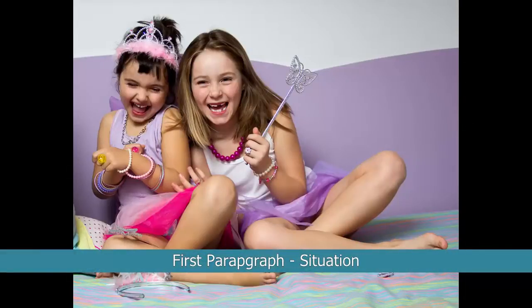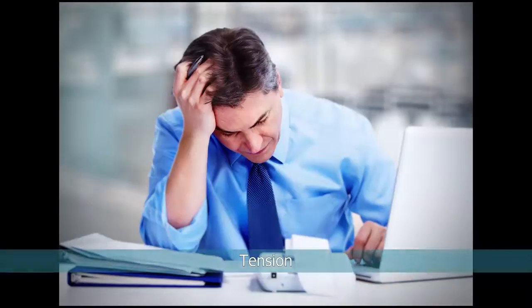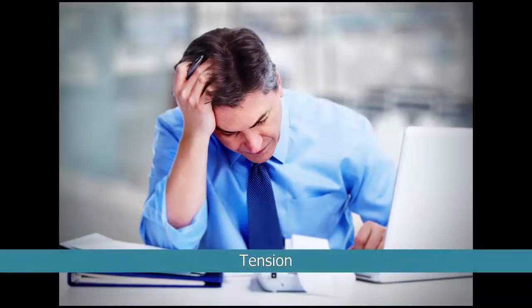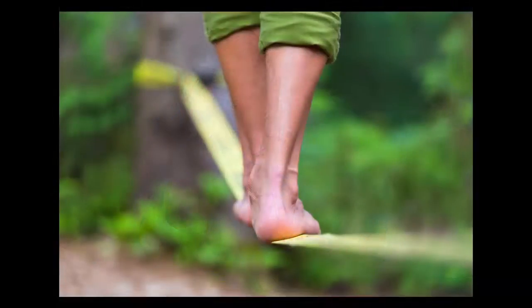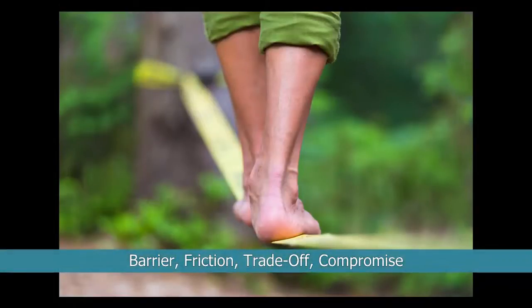The second section is what we call the tension, the dilemma in the situation, the thing that is preventing the customer getting what they need. Normally, there are two conflicting needs that cannot be satisfied at the same time. This leads to a barrier, a friction, a trade-off or a compromise that the customer is required to make.